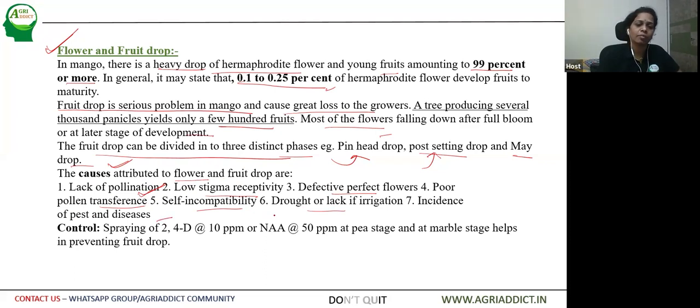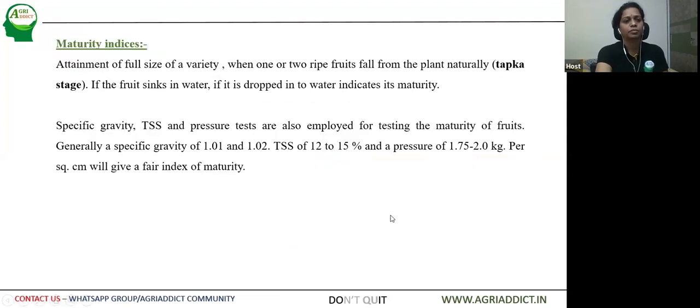Irrigation is withheld before fruit bud differentiation, but after fruit bud differentiation, when the panicle puts forth growth, we have to give irrigation. If we stop irrigation, then flower drop and fruit drop also rise. Then incidence of pests and diseases, as we know. For control, we can go for growth regulators like 2,4-D at 10 ppm or NAA at 50 ppm at the pin head stage as well as the marble stage to prevent this fruit drop.